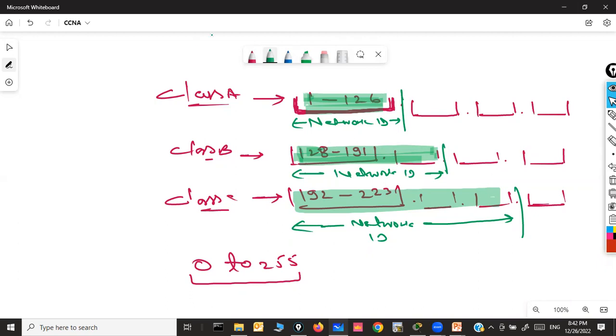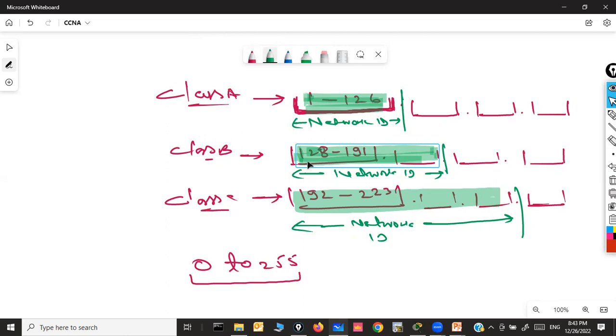There is a predefined value in the first octet. In class A, any value between 1 to 126 means class A, any value between 128 to 191 is class B, and 192 to 223 is class C, right? So why is it so important to remember the first octet value range and the network and host bits?